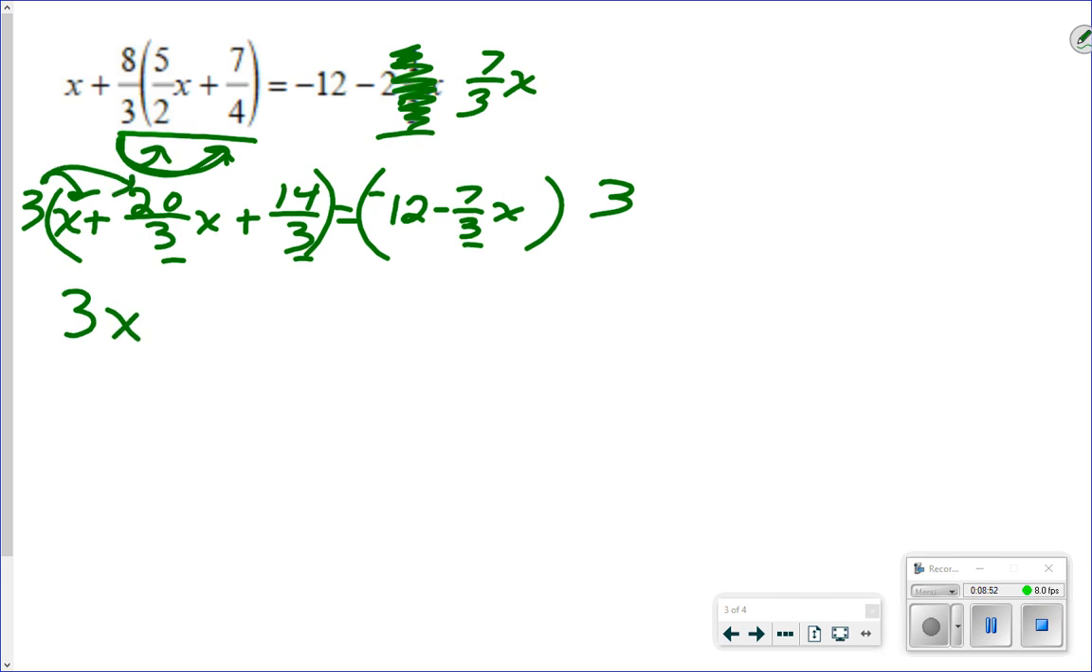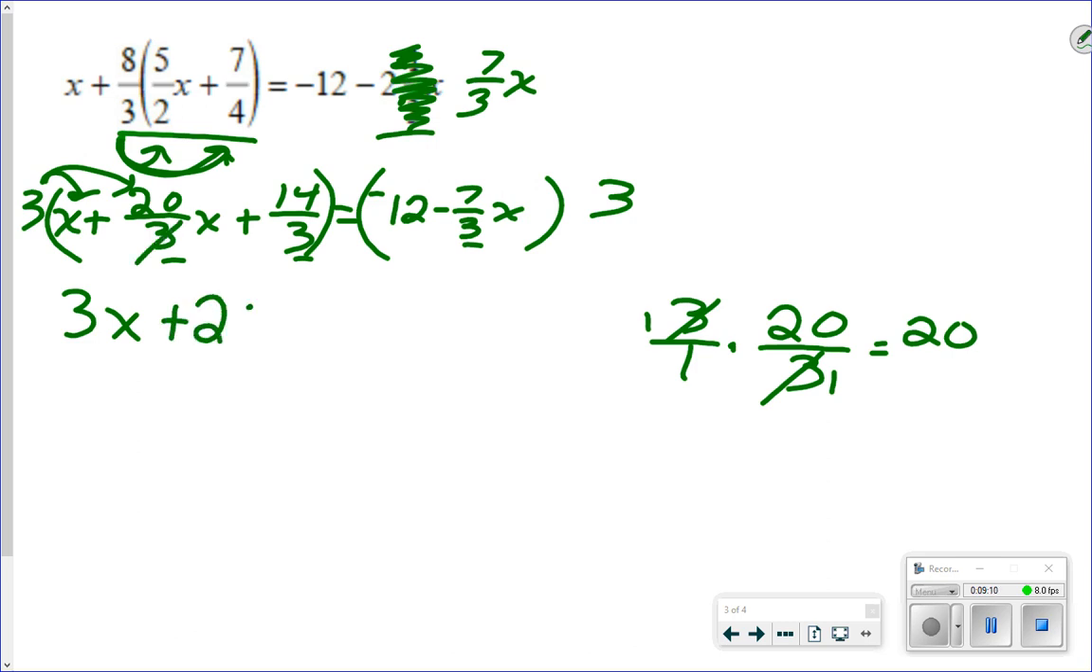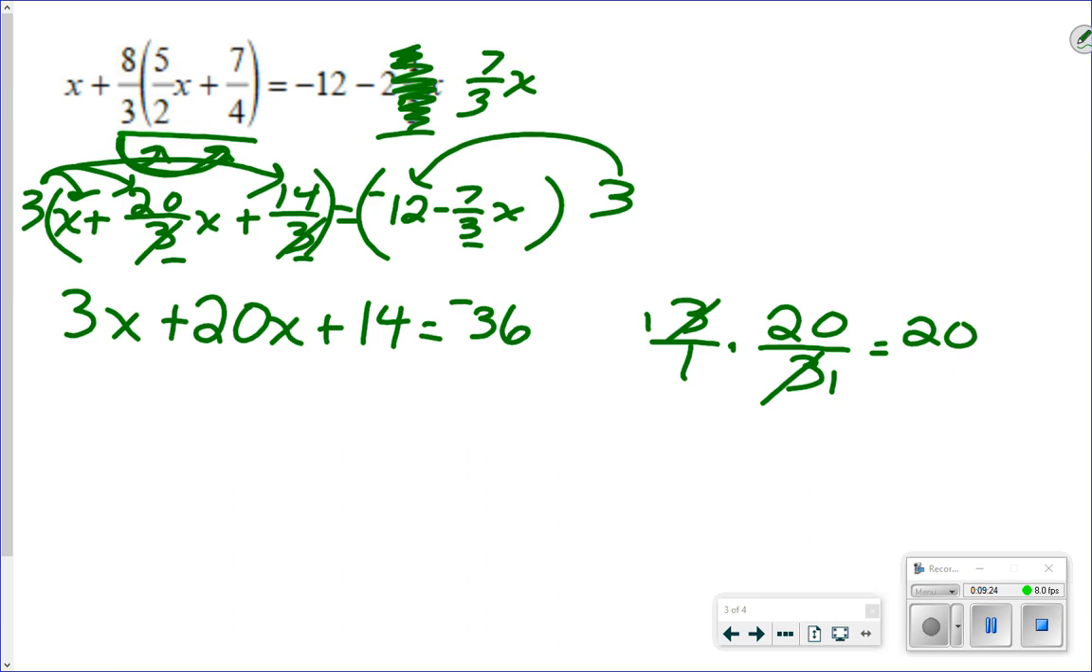Now, I'm not going to do this on every problem, but 3 over 1 times 20 over 3. The 3's cancel, because you can divide them both by 3. They become 1s, and your answer is just 20. So when you have a 3 in the numerator and a 3 in the denominator, and they're the same number, they simply cancel out. So that becomes just 20x. Here, when we do it over here, the 3's just cancel out, and that becomes 14. Okay, on the right side, we're going to multiply 3 times negative 12, get negative 36. And when we multiply 3 times 7 over 3, the 3's just cancel, and you're left with 7x.